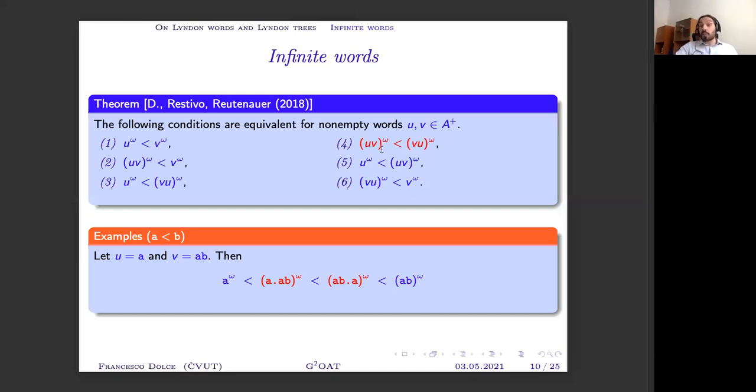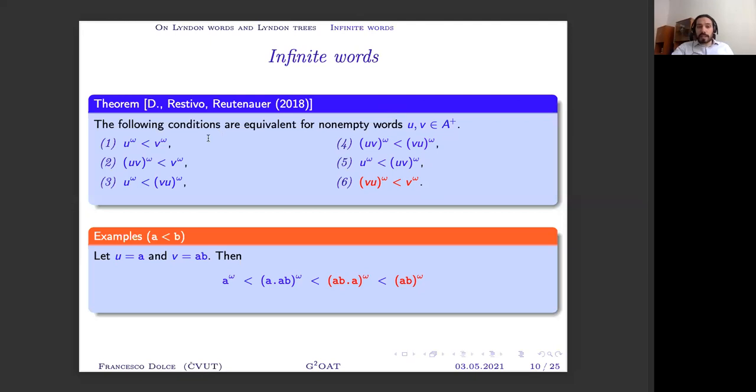And this is the one that we are going to use soon, that when I take uv to the omega, this is strictly smaller than the conjugate vu to the omega. But also that if I take just u, this is smaller than the prefix of uv to the omega, or that if I take vu, this is smaller than v to the omega.